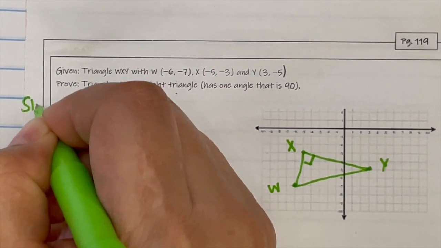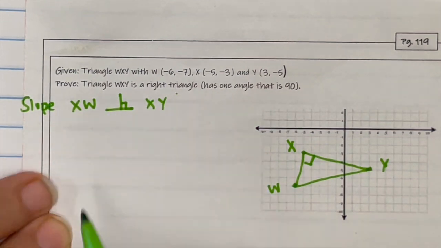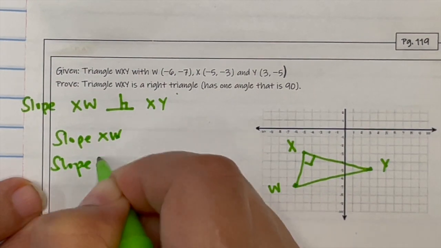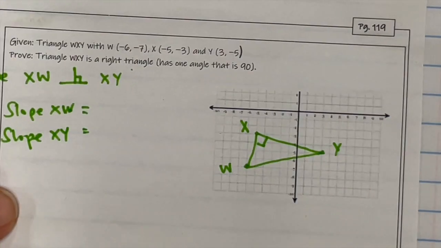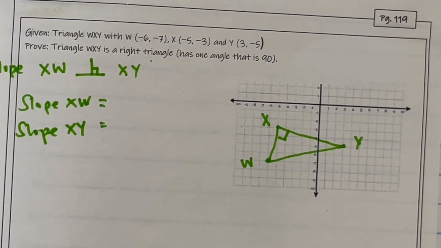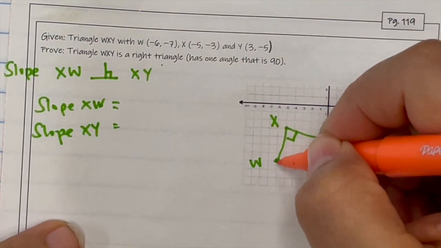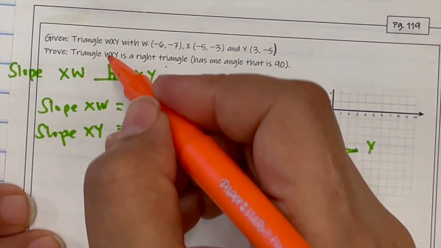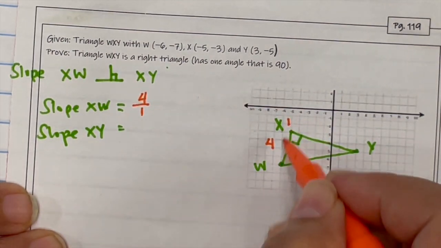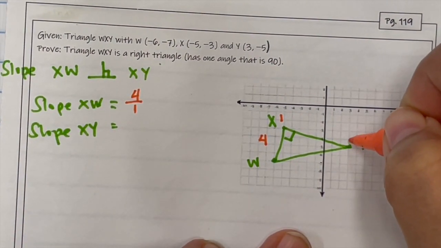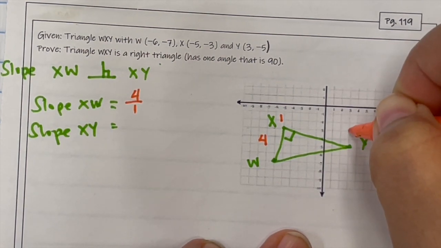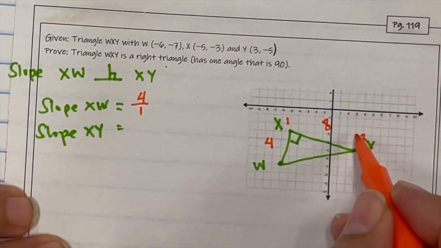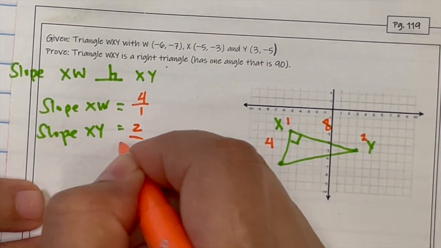So let's find the slope of XW, and then we need to find the slope of XY. All right, which means I need my rise and my run. So how far am I rising? How far am I running? So let's do this one. I'm going to rise 1, 2, 3, 4, and I'm going to run 1 positive. So this is 4 over 1 for XW. For XY, I'm going to rise 1, 2, and then I'm going to run 3 plus another 5, which is 8. So I'm going to rise 2 and run to the left, so -8.